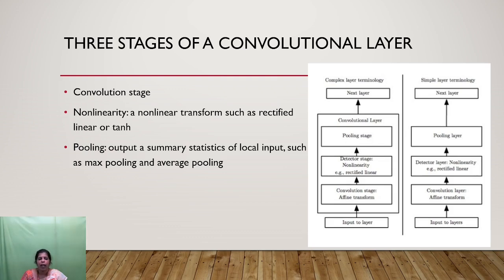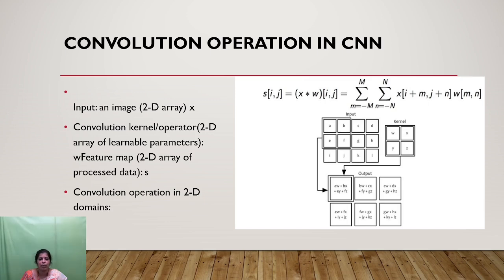For the non-linearity, the transforms we usually use are the rectified linear unit and the tanh function. Pooling outputs a summary statistic of the local input. It may be either average pooling or maximum pooling.